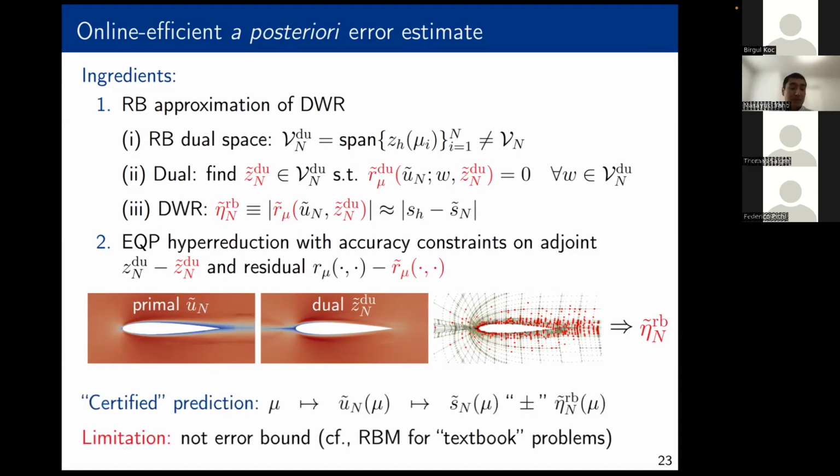So with this, we can provide quote-unquote certified prediction, where we can go from parameter to state to output, and also equip that output with an error estimate for any parameter value, which is in general different from training parameter values. The limitation here is that it's not an error bound. So reduced basis methods for textbook problems provide a rigorous bound. To my knowledge, at least, we cannot provide such a rigorous bound for this class of nonlinear compressible flow problems.